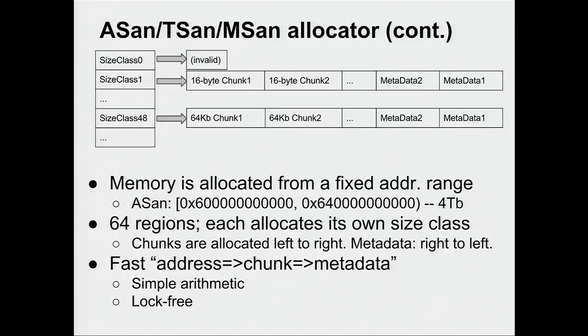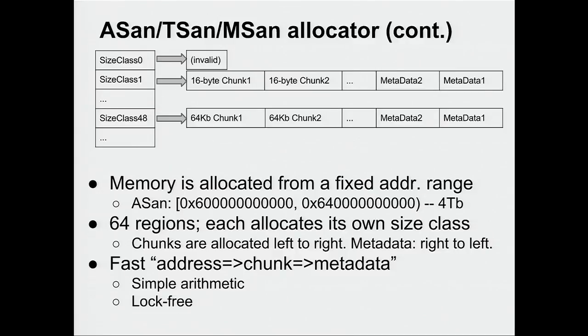So the allocator plays dirty tricks with virtual memory. On 64-bit Linux, it pre-allocates 4 terabytes of virtual memory, splits this at a fixed address, which is important, splits this 4 terabytes into 64 regions of the same size, of course, and each of these regions is used to allocate its own size class chunks.